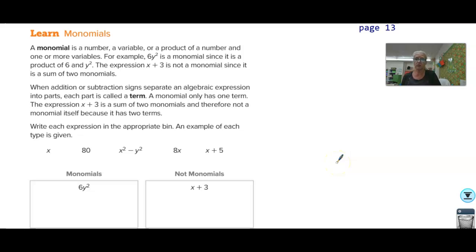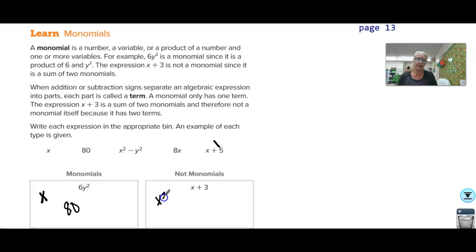Now, monomials do not have plus or minus signs. So this x is just a regular variable and it is a monomial. 80 is just a number. It's a monomial. This has a minus sign, x squared minus y squared.